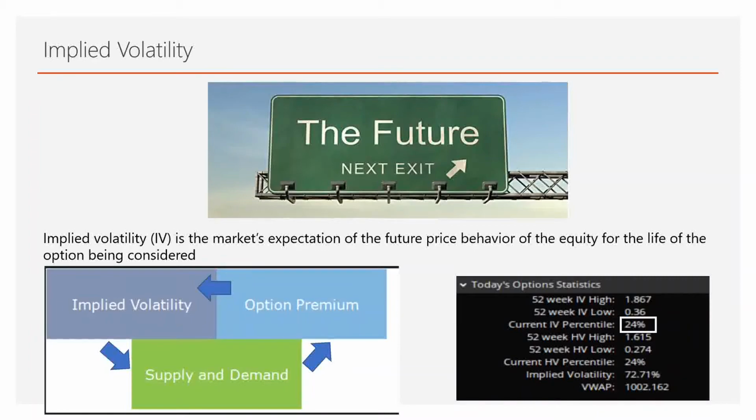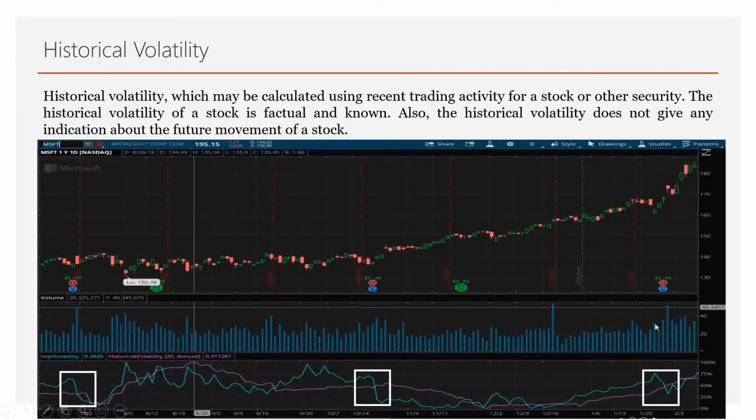Now we understood what implied volatility is. Now, in what way do we use implied volatility in tandem with historical volatility? Here I have the Microsoft chart. Focus on this third box. This blue line is implied volatility and the purple line is historical volatility.